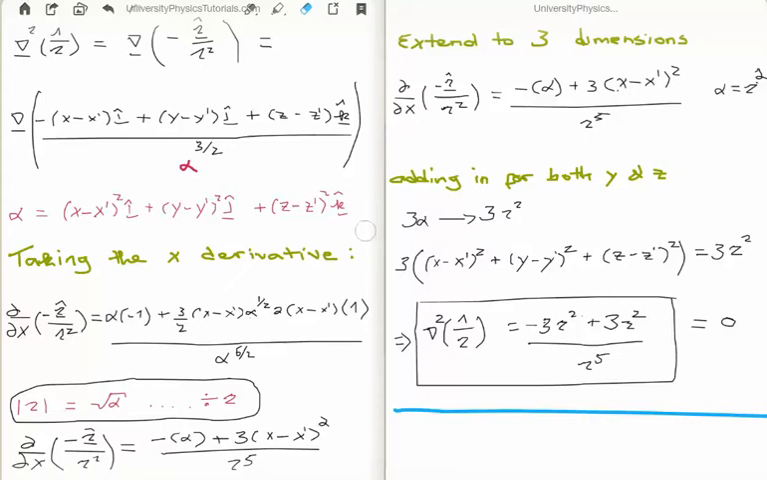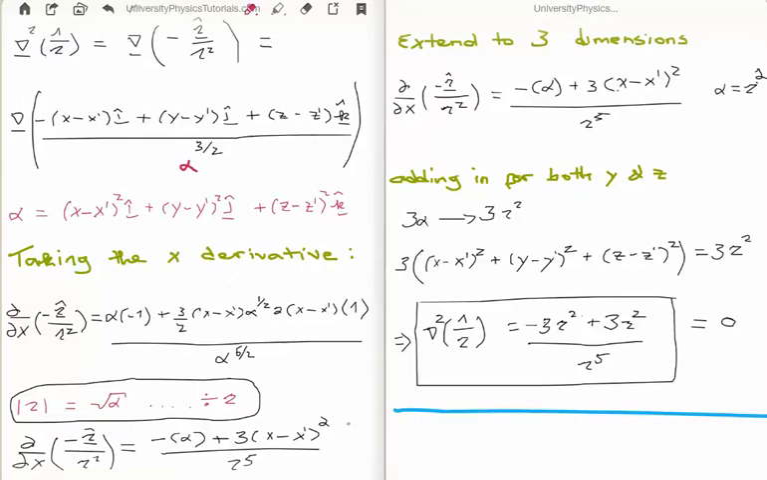Now we need to take the gradient, which means we need to take the partial derivatives in the x, the y, and the z dimensions. What I'm going to do is work in the x dimension first and see if we're able to extend to 3 dimensions in an easy way. So first of all, I'm going to take the partial with respect to x here. The differentiation is pretty straightforward, and I leave it to the viewer to check it. Note, by the way, that the magnitude of the separation vector is in actual fact equal to the square root of alpha. So for this reason, I'm going to divide by the magnitude of the separation vector.